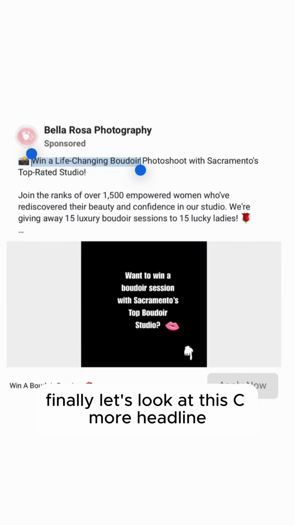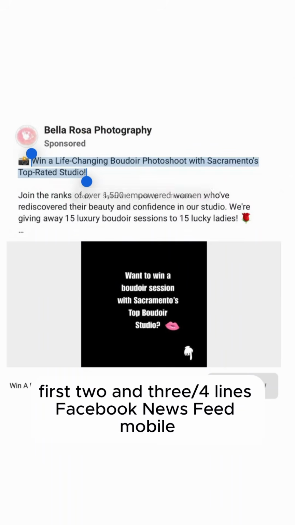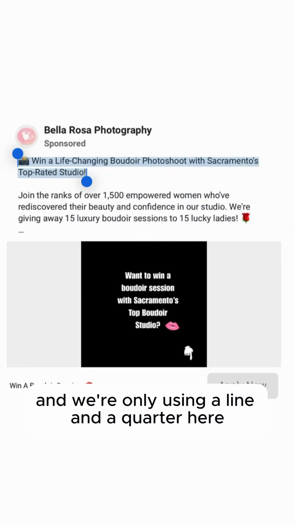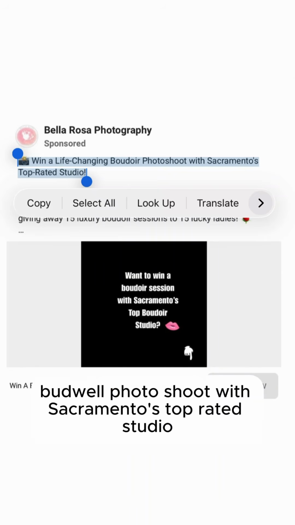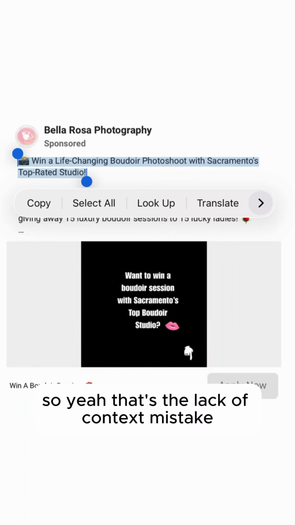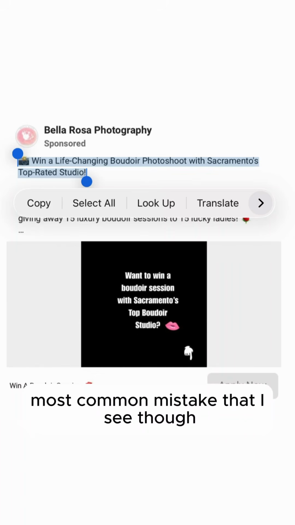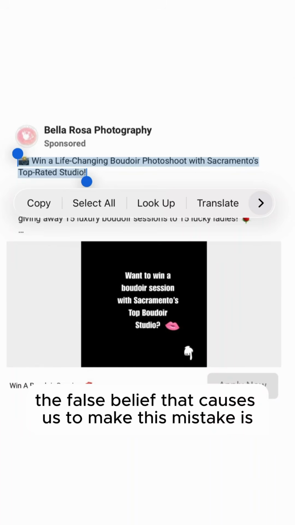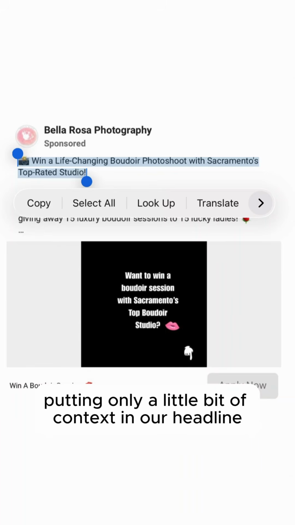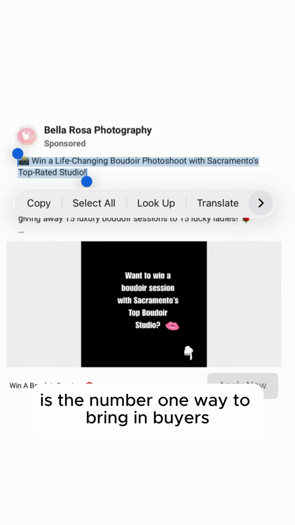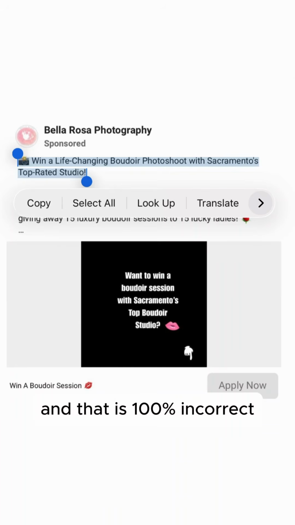Finally, let's look at this See More headline. First 2 3/4 lines, Facebook newsfeed mobile. And we're only using a line and a quarter here. So the first mistake I'm already seeing is we're only using like half of our space that we should be. "A life-changing boudoir photo shoot with Sacramento's top-rated studio." All right, so we only have one contextual element here. That's the lack of context mistake, the most common mistake that I see. The false belief that causes us to make this mistake is we believe putting only a little bit of context in our headline is the number one way to bring in buyers, and that is 100% incorrect when dealing with Facebook ads.